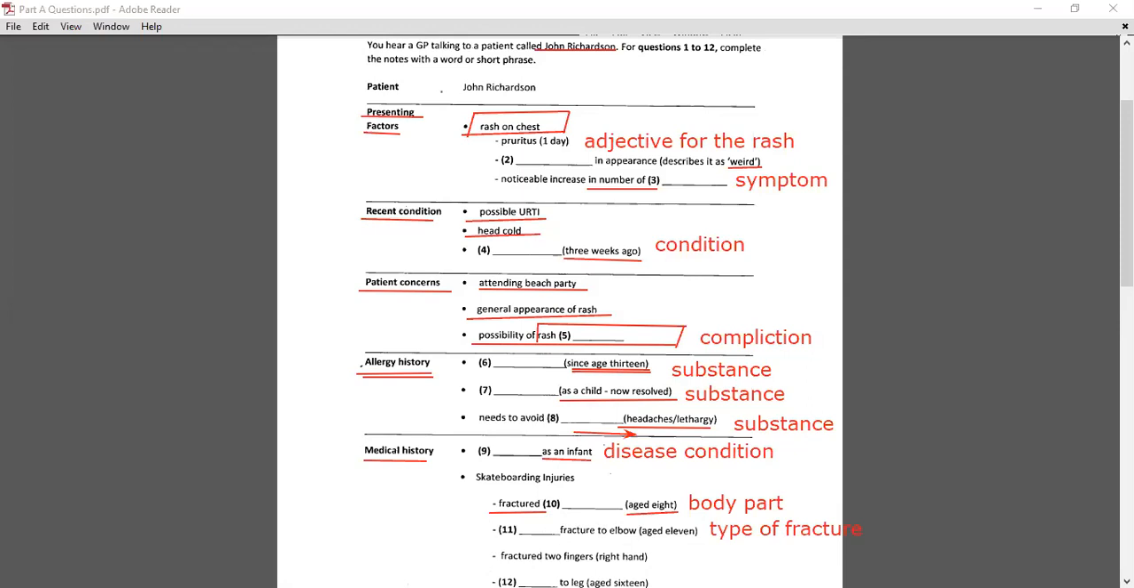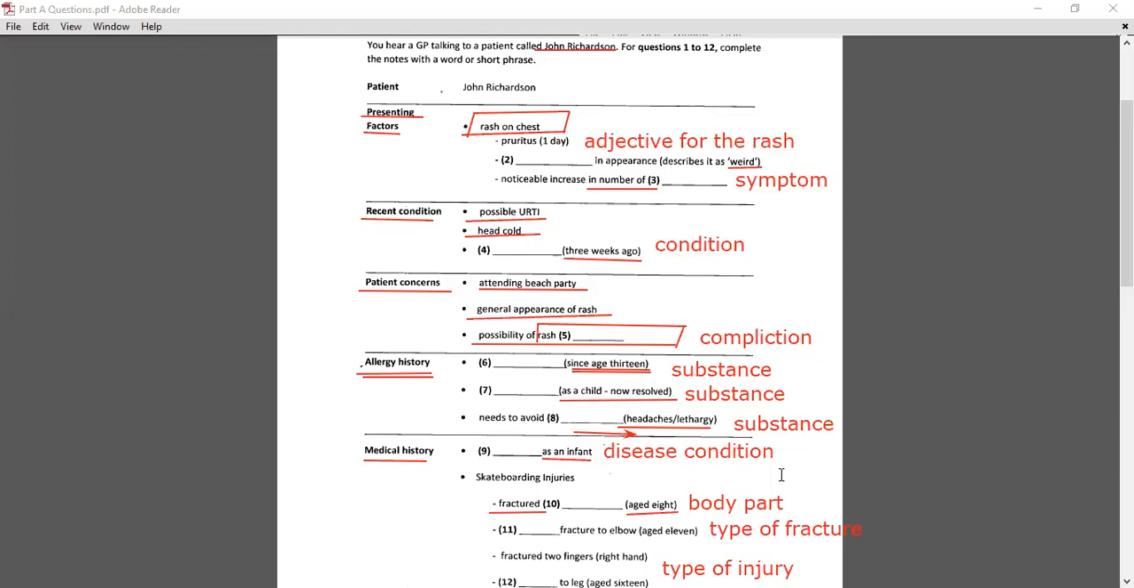And blank to leg. So here also you have 2 keywords: leg and aged 16. So something that happened at the age of 16 and it happened to their leg. So here I'm looking for type of injury because the main heading says skateboarding injuries. Right? So this is what I have to do pre-listening. When we do it, it may take us 10 minutes in the beginning, but in the exam I'm going to get 30 to 40 seconds. And that's the main reason why you need to practice a lot from beginners and intermediate to improve your prediction skills.